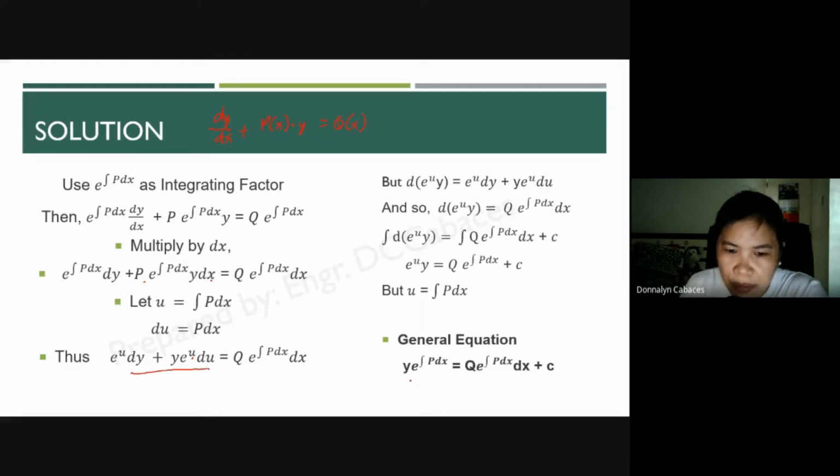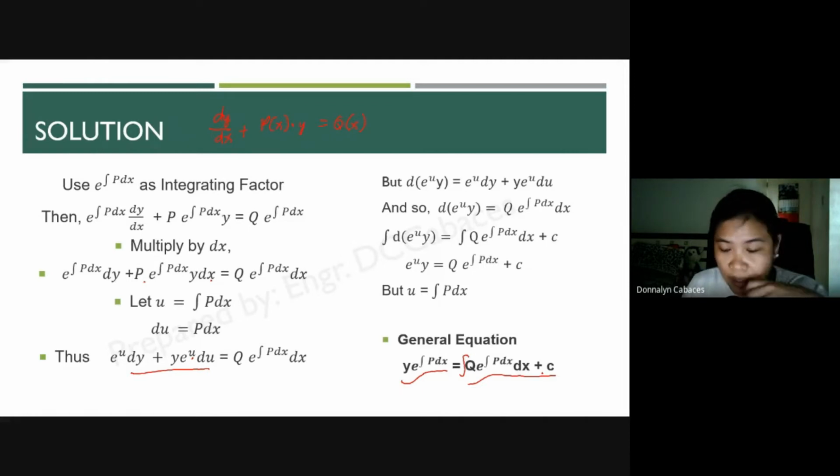You may want to remember this as "yes p dx, sa quest p dx plus c," where the integral is read as "s." That is the manner in which my previous students remember the linear differential equation. That is the solution for a linear differential equation if you have y as the linear variable.